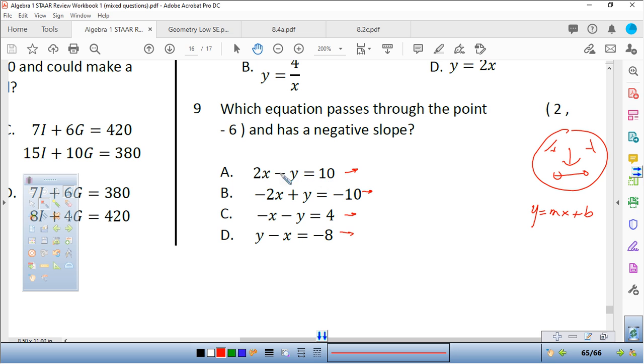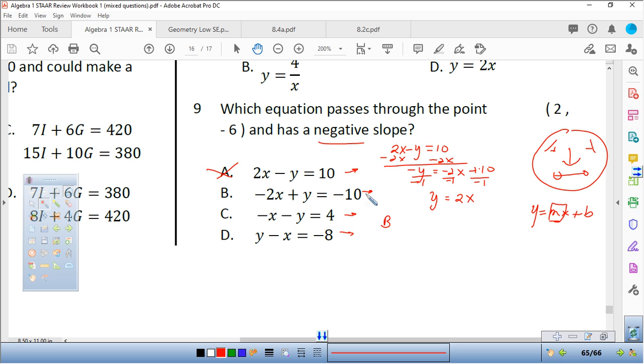Okay, first one here, we're going to go out here and have what? 2x minus y is equal to 10. So I would minus 2x, minus 2x, and I would have a negative y is equal to a negative 2x plus 10. Now we're going to go ahead and divide by negative 1. This gives me y is going to be what? Positive 2x. My slope, guys, it's positive, and they want one with a negative slope, so A is automatically out.